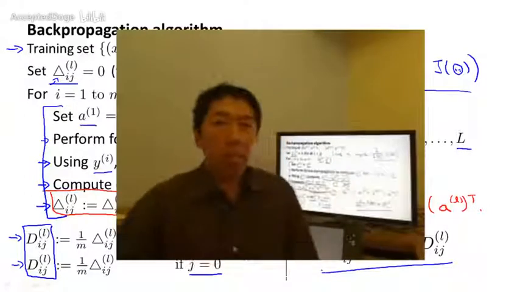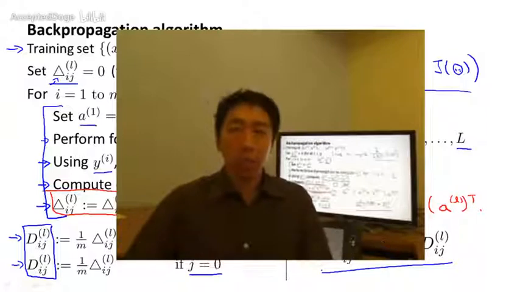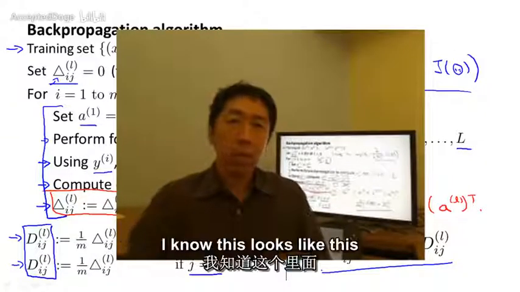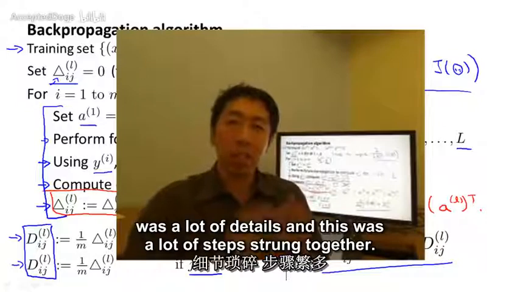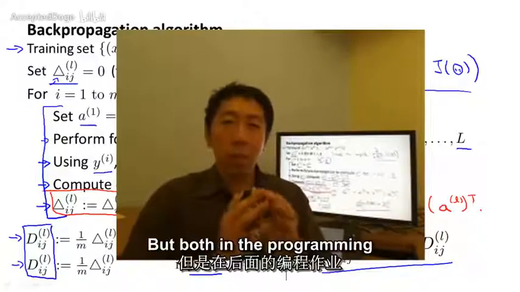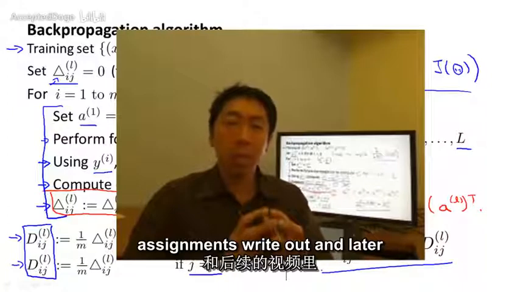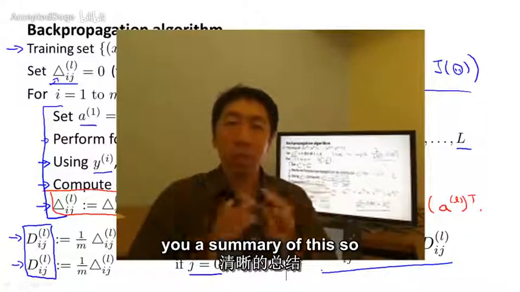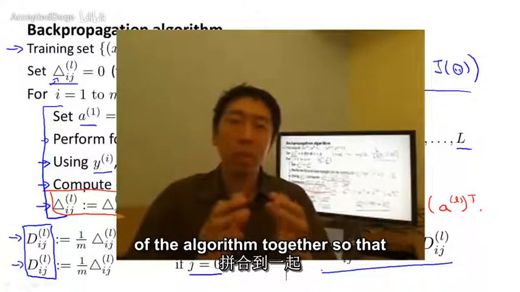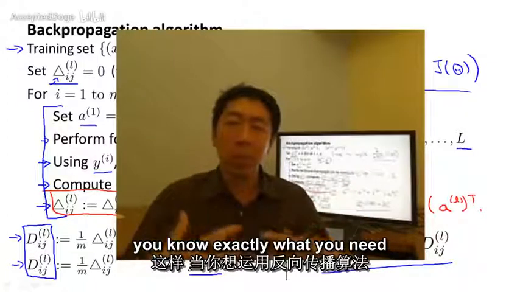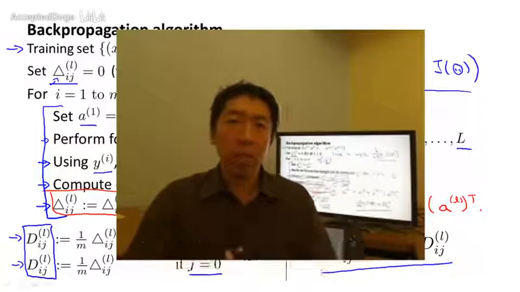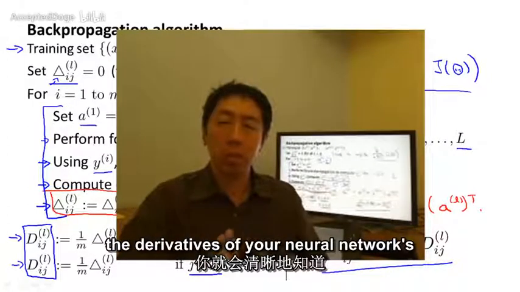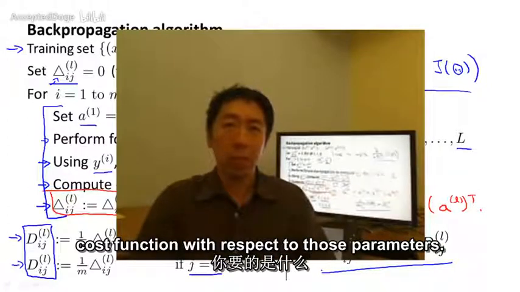So that's the backpropagation algorithm and how you compute derivatives of your cost function for a neural network. I know this looks like a lot of details and a lot of steps strung together, but both in the programming assignments and later in this video, we'll give you a summary of this so that you have all the pieces of the algorithm together, and you know exactly what you need to implement if you want to implement backpropagation to compute the derivatives of your neural network's cost function with respect to its parameters.